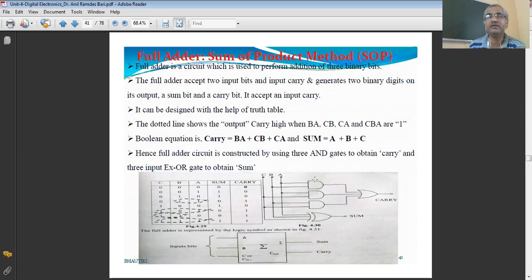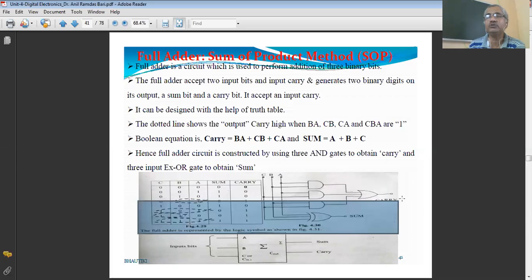म्हणजे A इज कनेक्टेड टू अँड गेट फर्स्ट, B इज कनेक्टेड टू अँड गेट फर्स्ट. नंतर अकॉर्डिंग टू दिस प्रॉडक्ट BA, म्हणजे B अँड A आर कनेक्टेड टू अँड गेट. नंतर CB, C and B are connected to the AND gate. Third, and CA. So C and A are connected to the AND gate. And the output of the AND gate is ORed. So this is the OR gate, and this will produce the final carry.